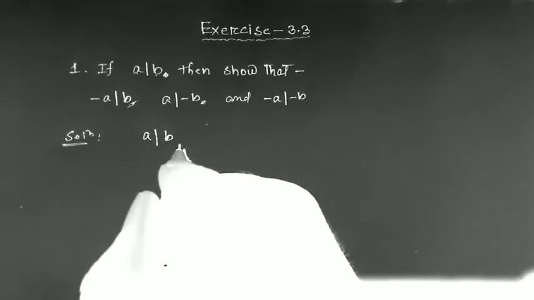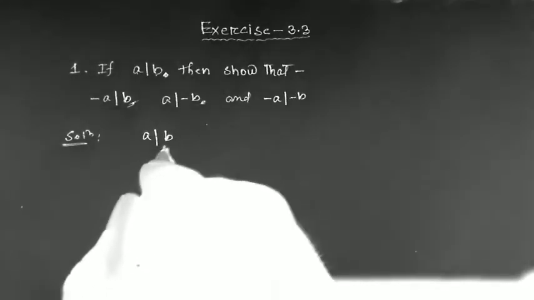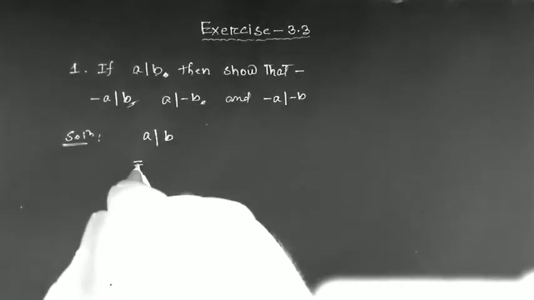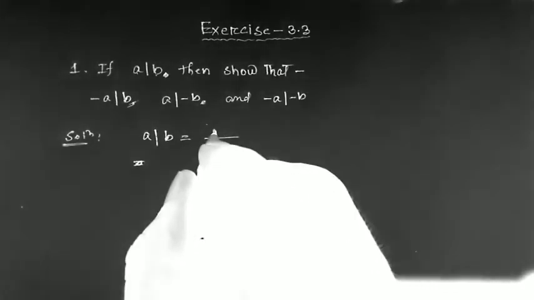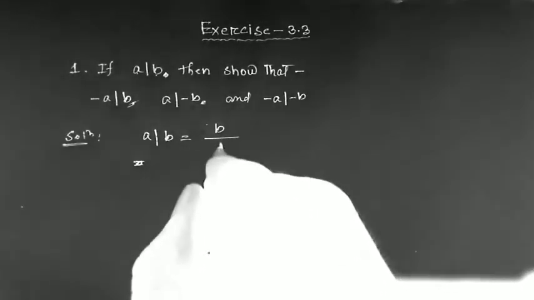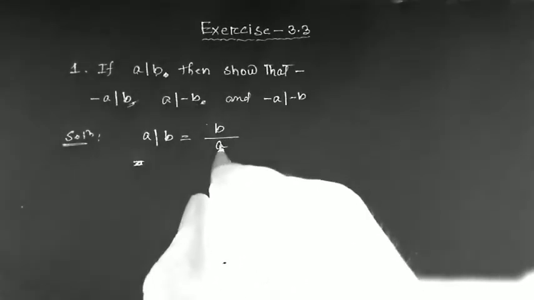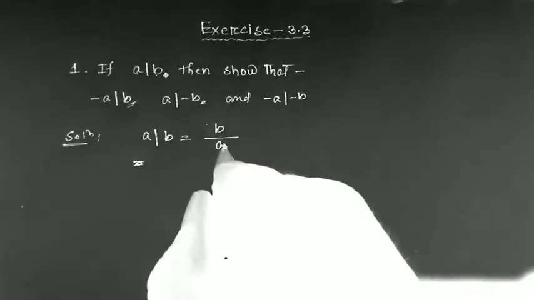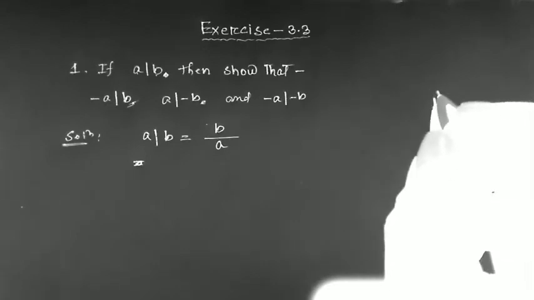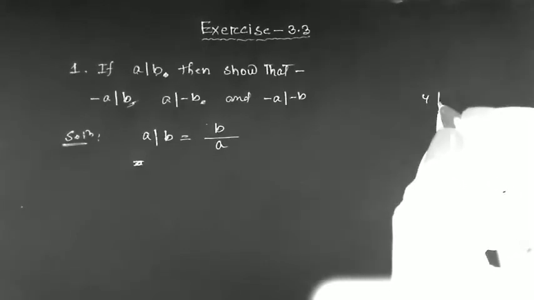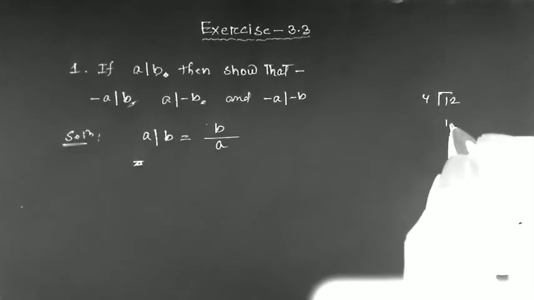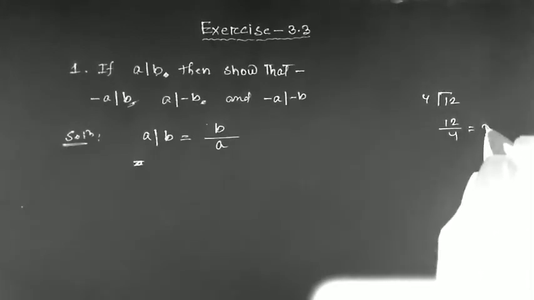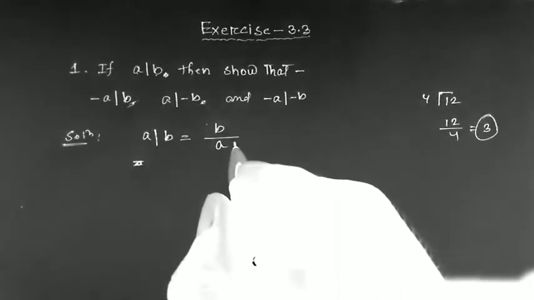If a divides b, you can write this thing in this way also. A divides b means b by a. So if a divides b, then we will get some integer as a result. Suppose 4 divides 12, that means 12 by 4, then we get 3, that means we get some integer, yes or not? So here we also get some integer.